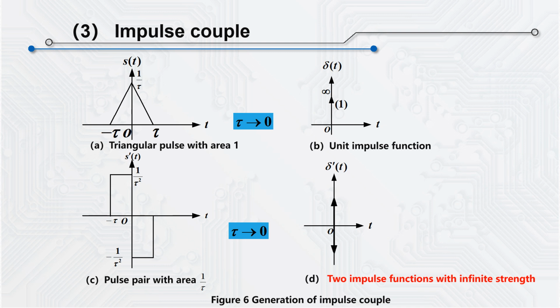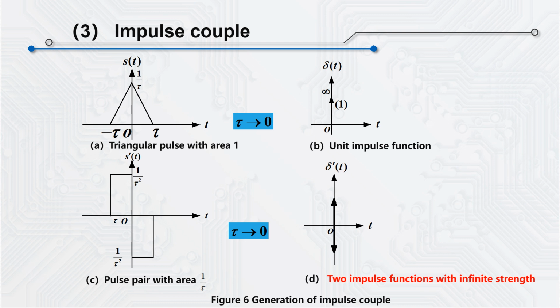Let's study the concept of impulse couple. First, let's look at figure A. Figure A is a triangular pulse. Through calculation, its area is 1. When tau approaches 0, figure A becomes the unit impulse function of figure B.